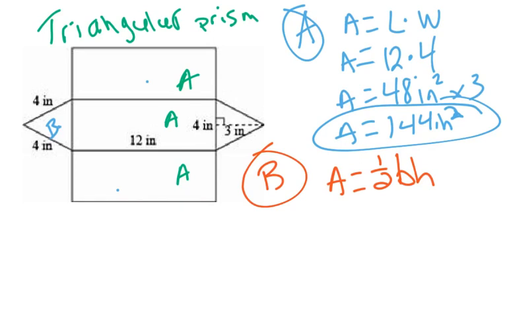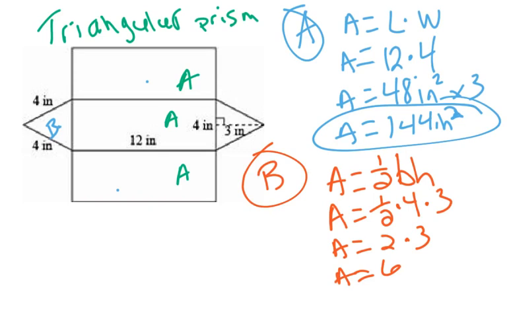So area is equal to 1/2, the base is 4, times 3. Well, half of 4 is 2, times 3. Area is equal to 6 inches squared. Now I have 2 triangles, so I need to multiply by 2. Area of those is going to be equal to 12 inches squared.